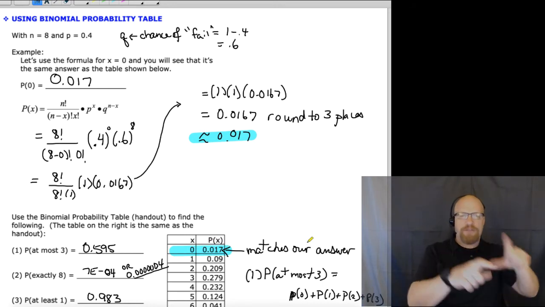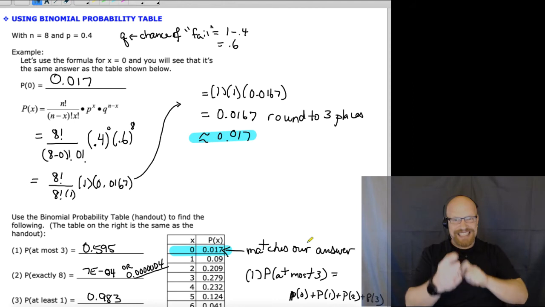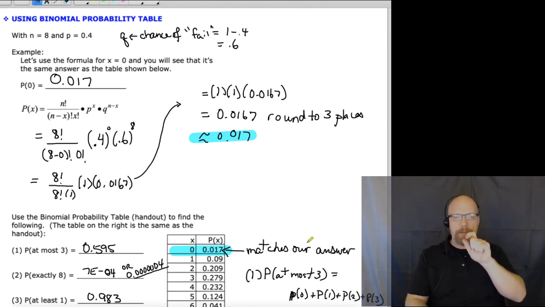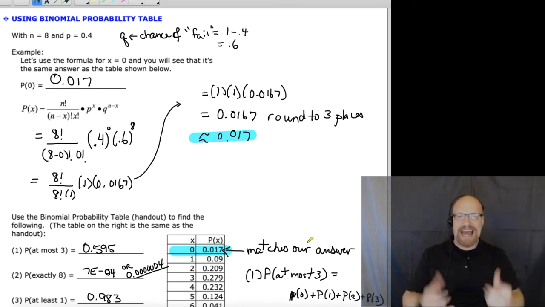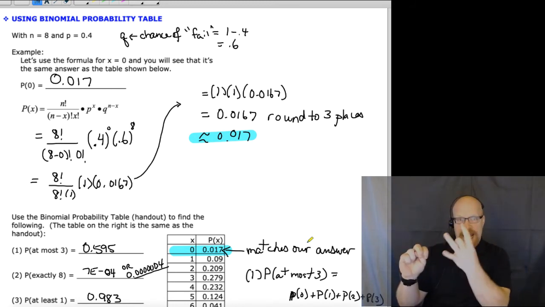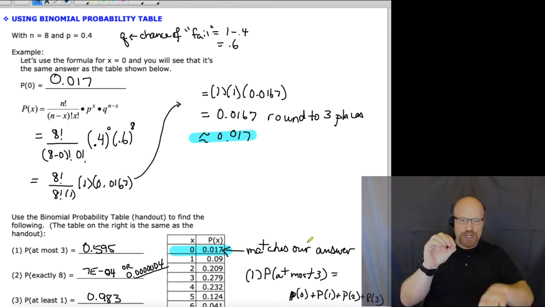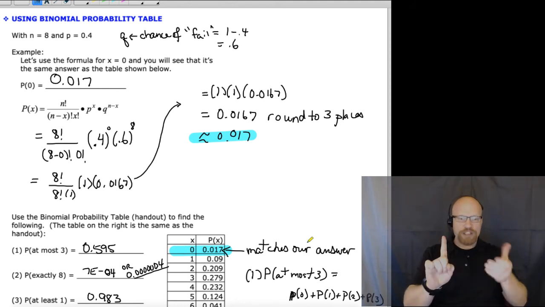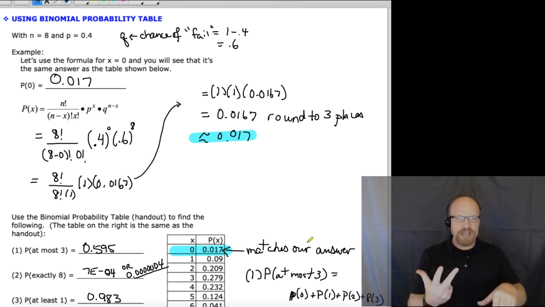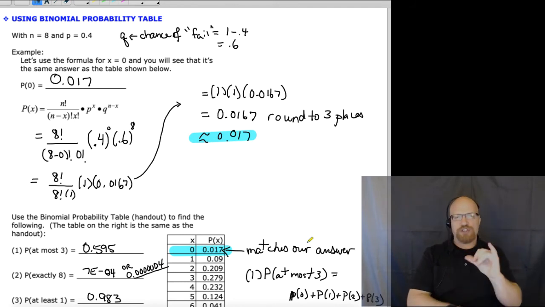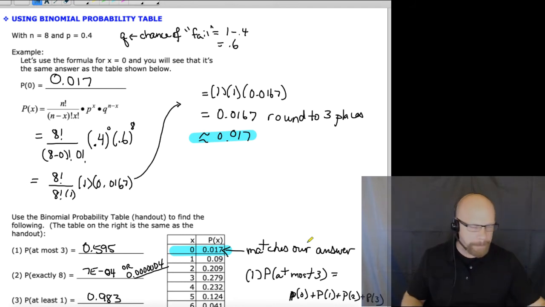There is a table for this. If you know the exact probability, and it's not 0.45, it's 0.4, 0.5, 0.6, and how many trials, n equals 8, you can find out each chance of 0, chance of 1, chance of 2, chance of 3. Use a table for calculations too. Okay?